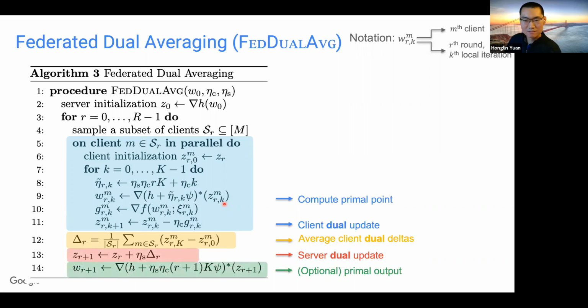This W_{r+1} is an optional step. It's only necessary if you want to output some intermediate results. For example, if you want to evaluate the training loss during this computation, you might want to compute W_{r+1}. But for algorithmic purposes, it is not necessary to compute this point.